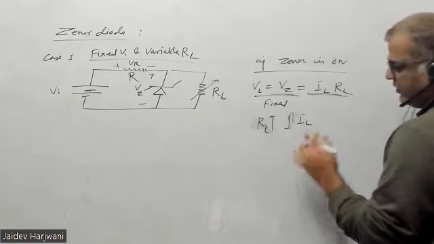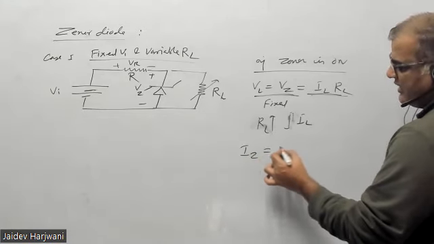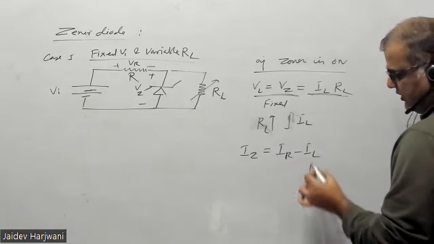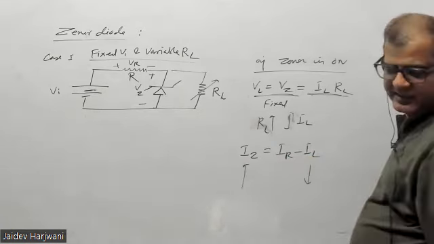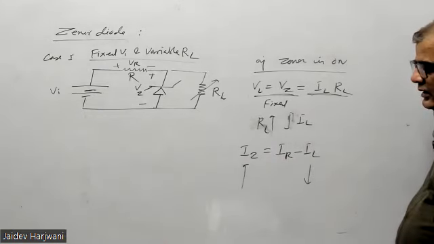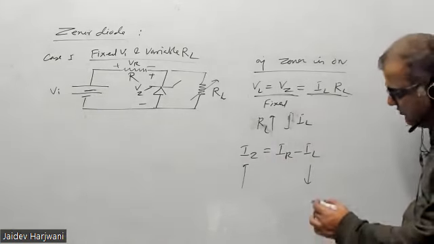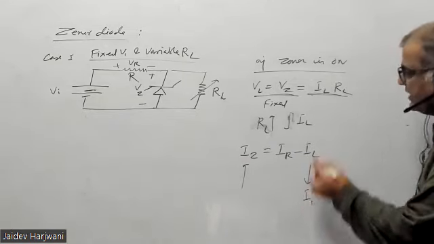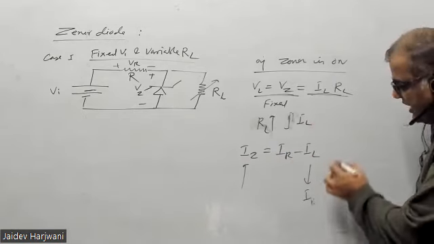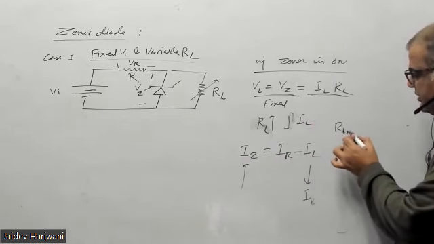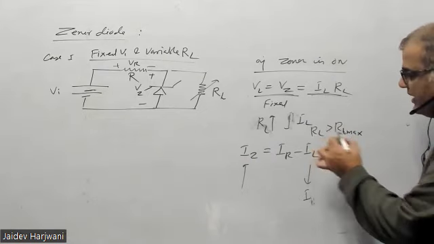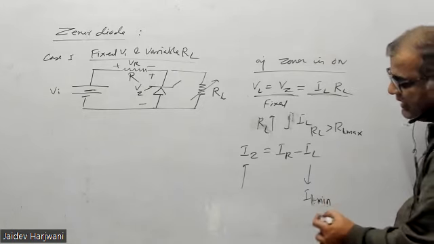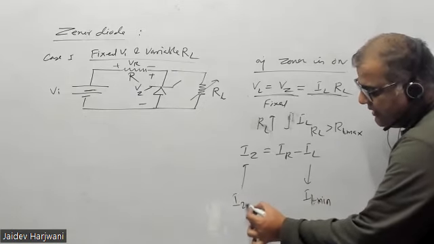Now if IL keeps on decreasing, what will happen? IZ is IR minus IL. If IL keeps on decreasing, IZ will keep on increasing. And there is some particular value of RL max. If RL goes to some value greater than RL max, then IL will become IL minimum, and when IL becomes minimum, this will become IZ max.